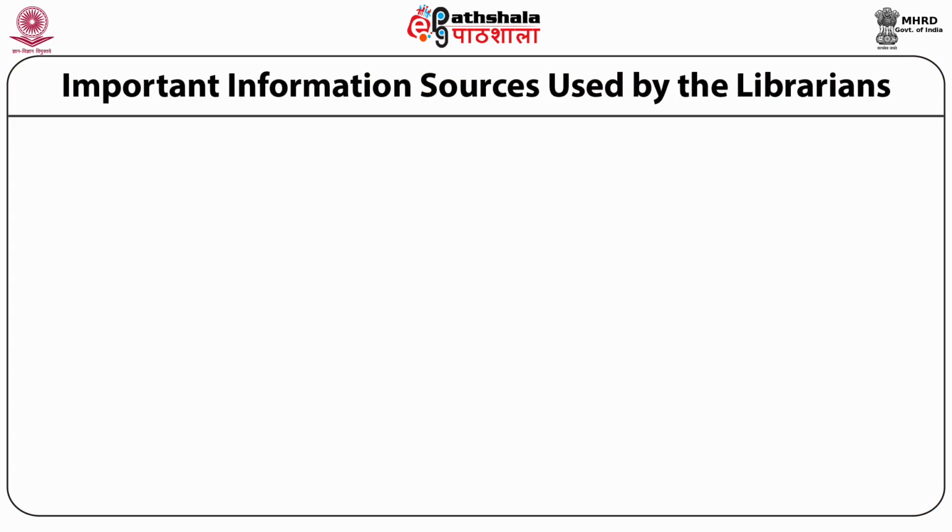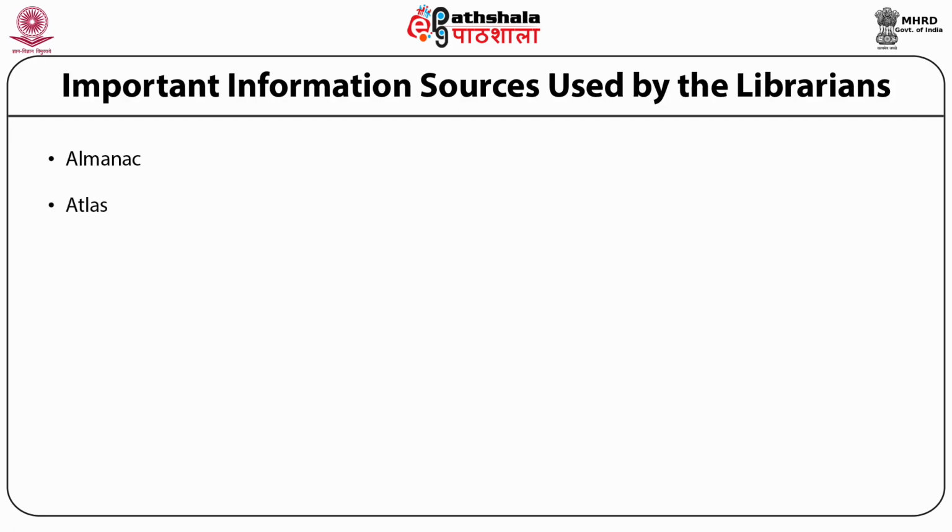Formal sources include information of research organizations, societies, industries, government departments, universities, consultants, etc. On the other hand, informal sources include human sources, conversation with colleagues, consultants, experts, resource persons, mass media, etc. Let's take a look at some important information sources used by the librarians. Firstly, almanac. Almanac is usually a one-volume work with statistics and a compilation of specific facts. For example, World Almanac and Book of Facts and Information Please Almanac.